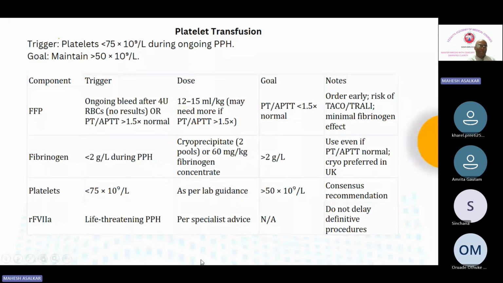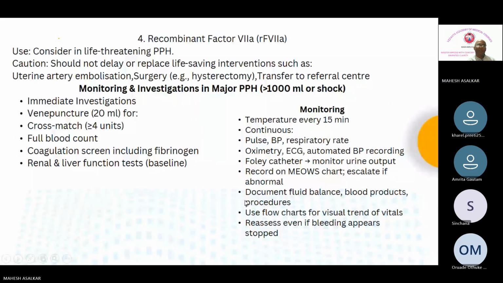Okay, then factor 7A in life-threatening PPH. Do not delay definitive procedures. So factor 7A is rarely required, only in life-threatening PPH, but most of the questions they ask about FFP, fibrinogen, platelets, and cryoprecipitate. So these are the questions which are frequently asked. Recombinant factor 7A, considering life-threatening PPH, should not delay or replace life-saving interventions such as uterine artery embolization, surgery, etc.